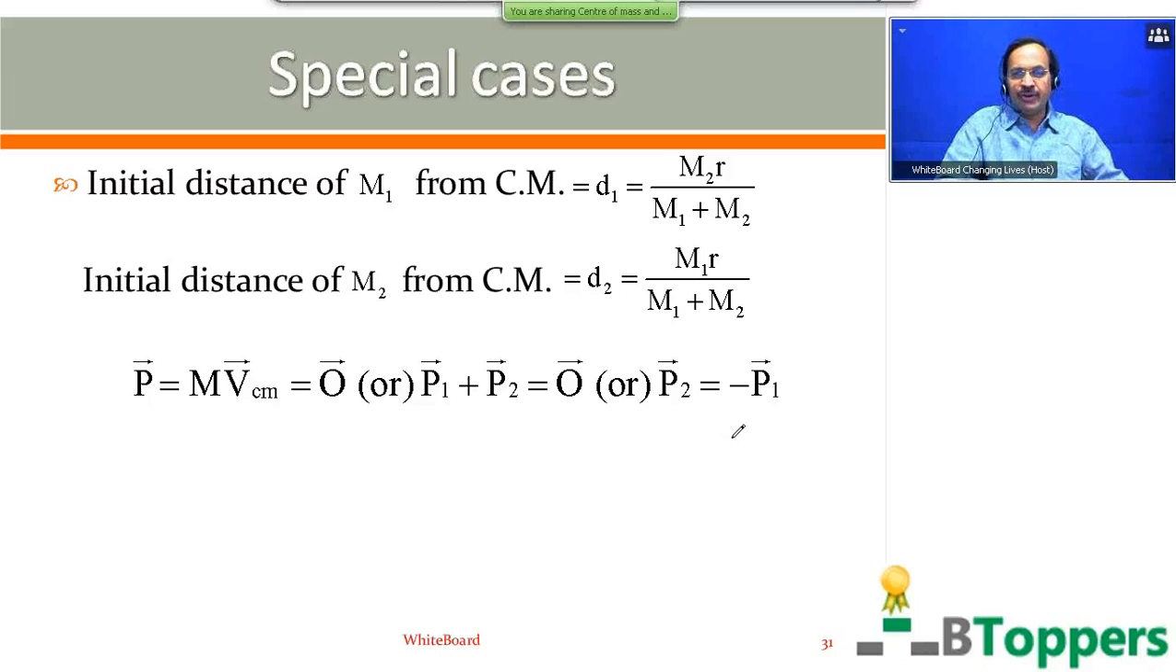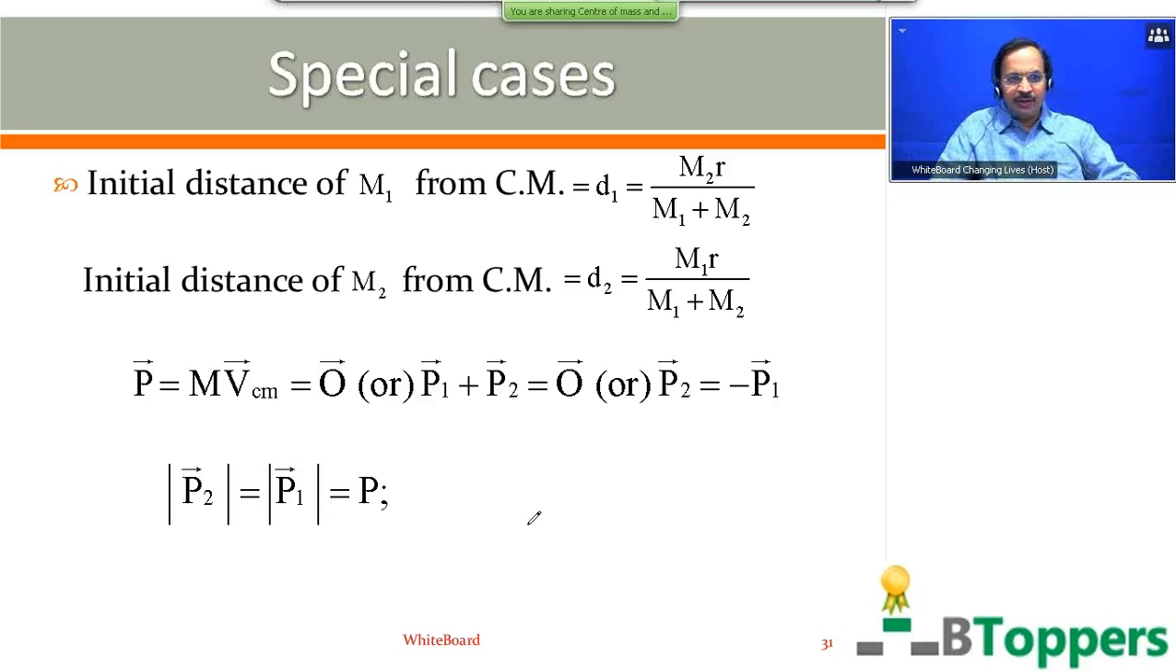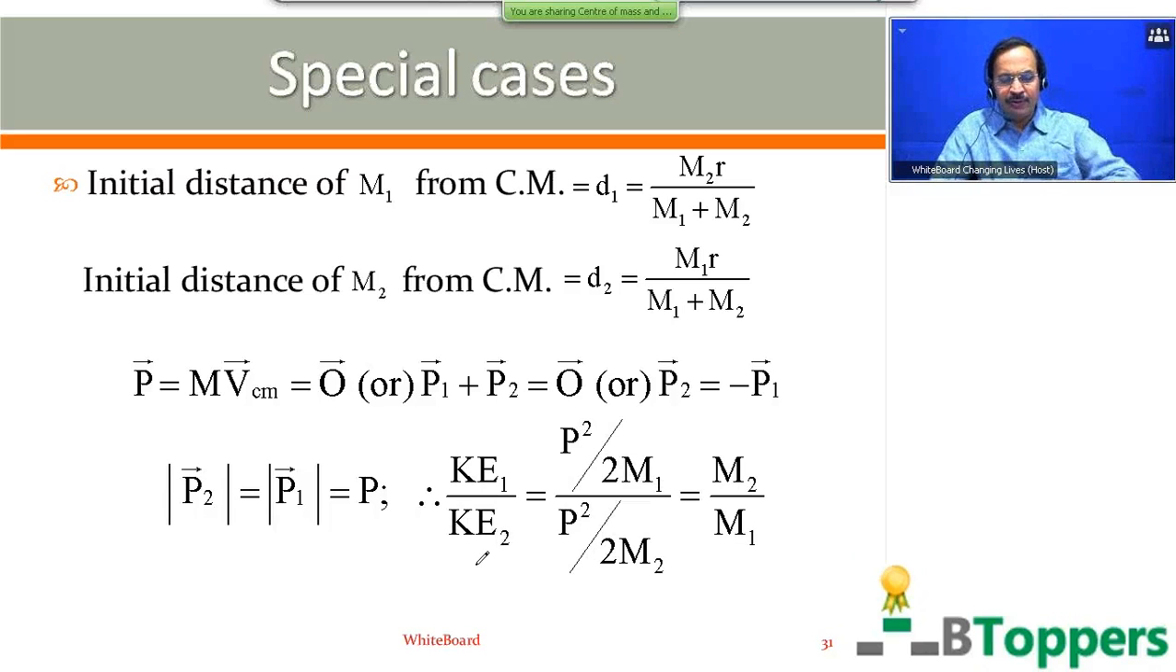So at any later instant during the motion under the action of mutual internal forces, we can write P2 bar equal to minus P1 bar, or mod of P2 bar equal to mod of P1 bar, which we have denoted by P. So KE1 means kinetic energy of M1, you can write P square by 2 M1. KE2 means kinetic energy of M2, P square by 2 M2. Therefore, we'll get KE1 by KE2 equal M2 by M1. Come on, finish copying the notes.